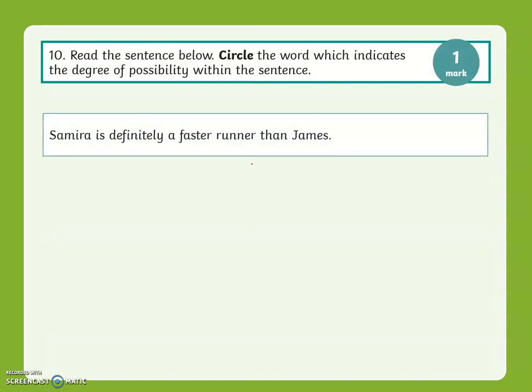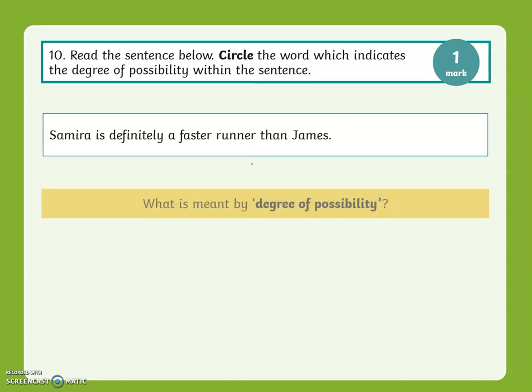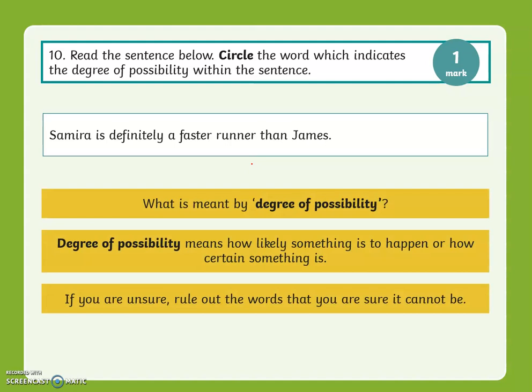So, number 10. Read the sentence below, circle the word which indicates the degree of possibility within the sentence. So again, it's thinking back to what we did the other day, isn't it? Indicating degrees of possibility, how possible it is for something to happen, by using an adverb. So, degree of possibility means how likely something is to happen or how certain something is. If you are unsure, rule out the words that you are sure it cannot be. So, that's a little bit of a tip there. Probably one to use in your test.